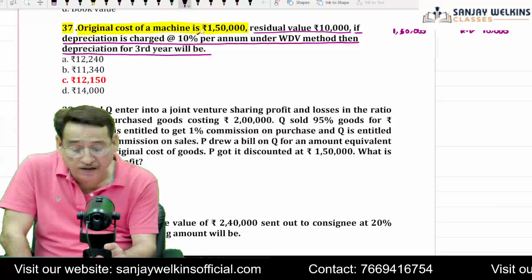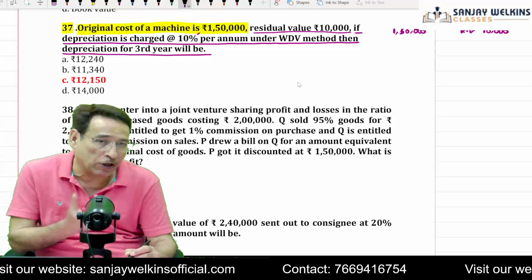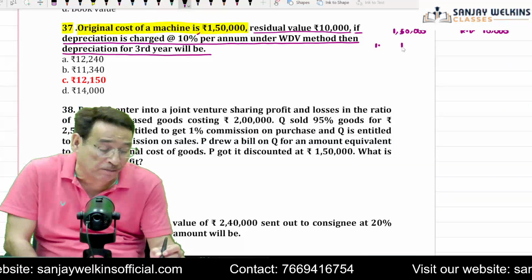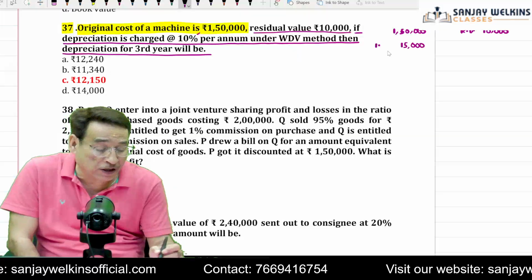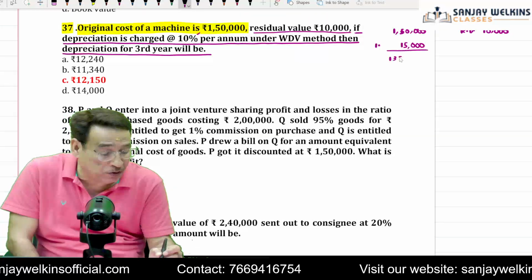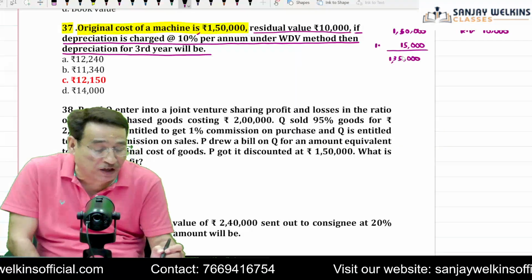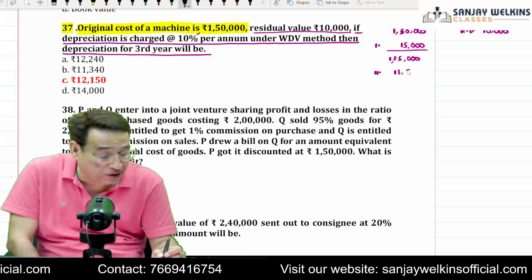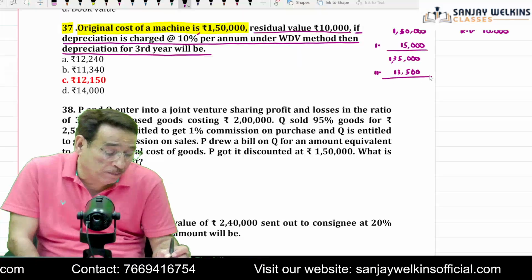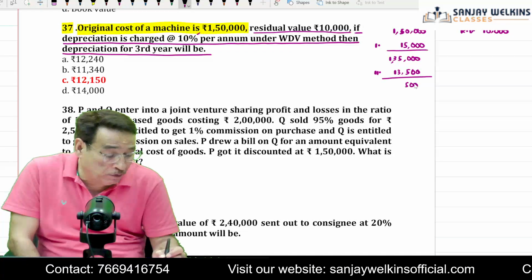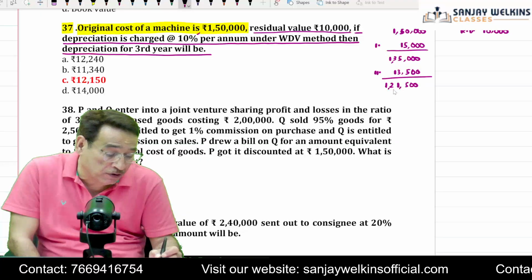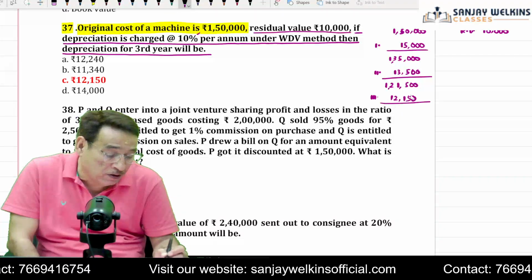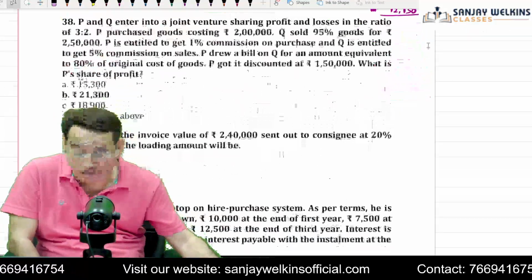Now, the depreciation rate is already given, so the information with respect to residual value becomes irrelevant. At the end of the first year, I simply apply the 10% rate and get a depreciation of 15,000. The written down value at the end of the first year is 1,35,000. Then at the end of the second year, again I charge 10%, so 13,500 will be the amount, and the written down value will be 1,21,500. At the end of the third year my depreciation will be 12,150. So this will be my answer, 12,150.